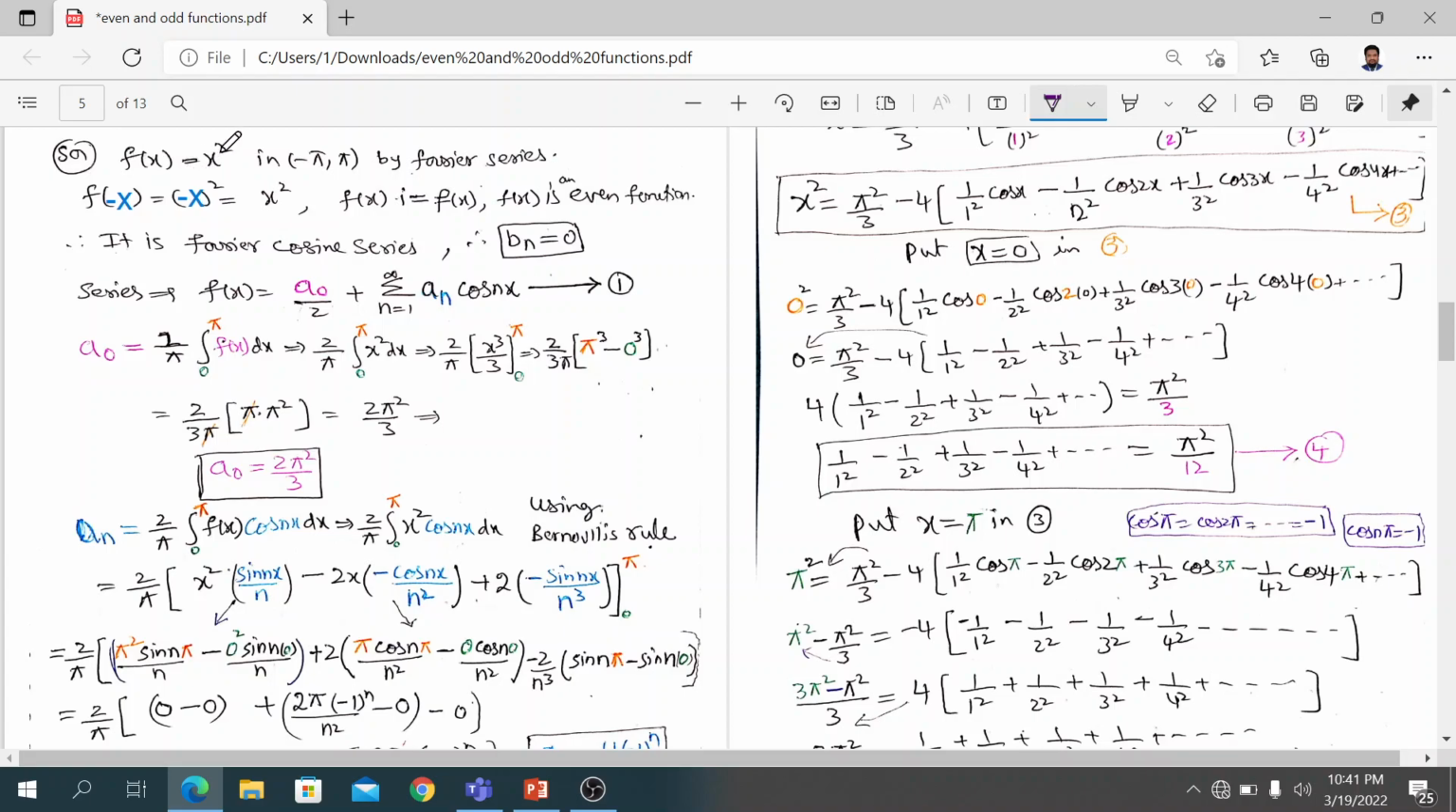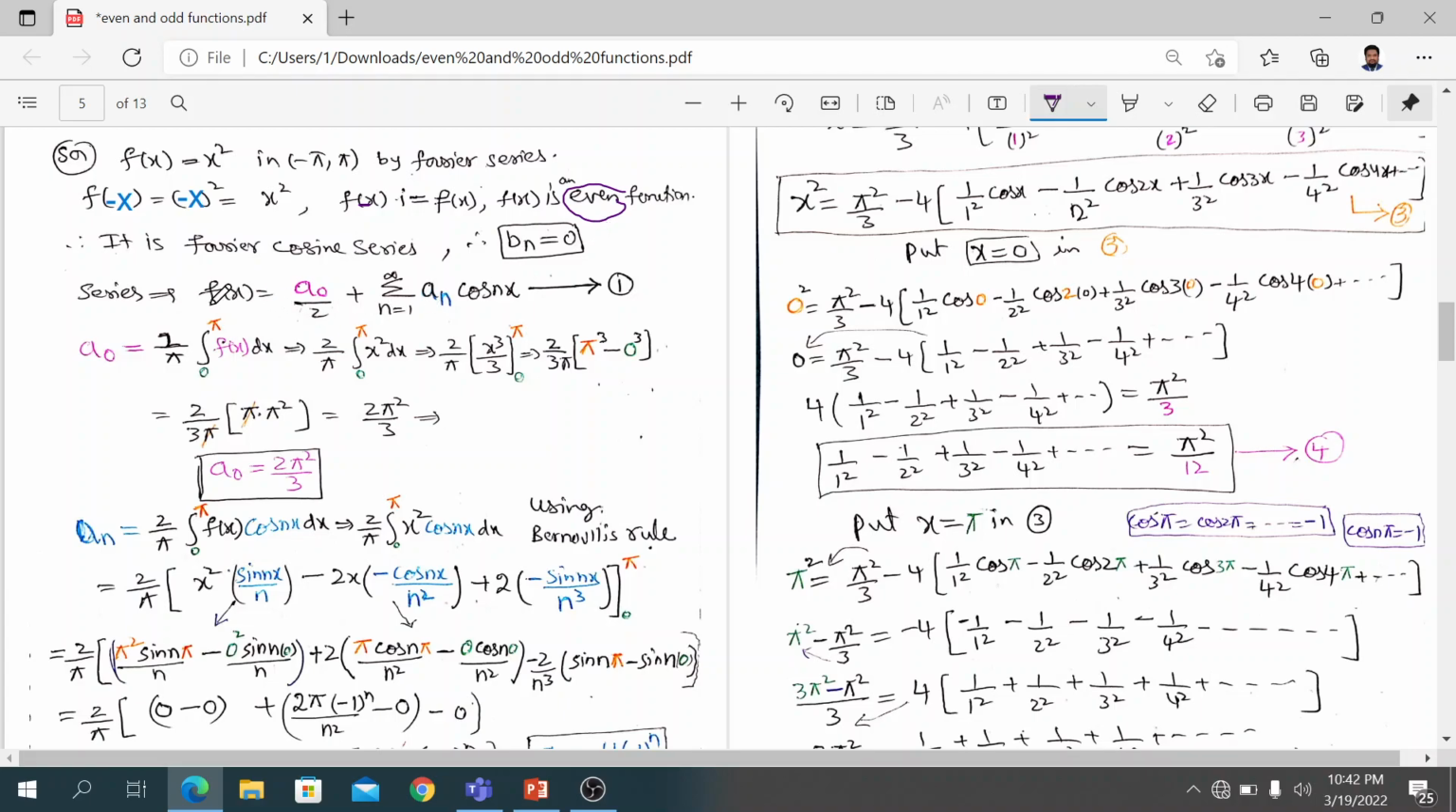F of x is equal to x square in minus pi to pi by a Fourier series. Now f of minus x means minus x whole square. This is nothing but plus x square. So f of minus x is equal to plus f of x. It means it is an even function. So it is a Fourier cosine series. Cosine series means bn value will be 0.